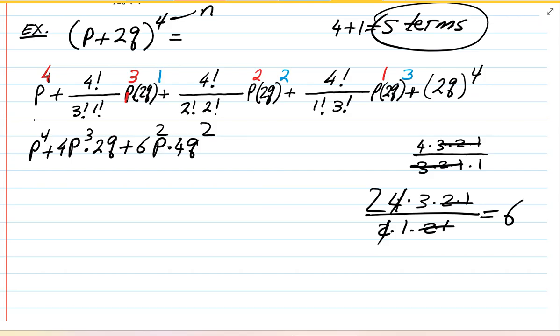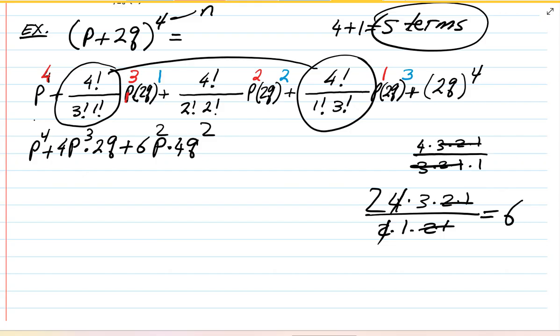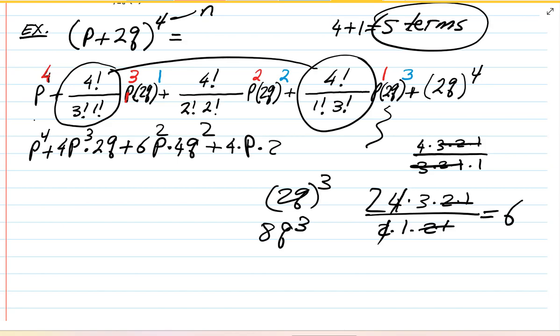And then I'm going to use symmetry now, folks. Look at this. 4 over 3 factorial, 1 factorial will be exactly the same as 4 over 1 factorial, 3 factorial. And we found that to be 4. So this is going to be plus 4 p times 2q cubed. 2q cubed is going to be 8q cubed. Sounds funny. 8q cubed. There it is.